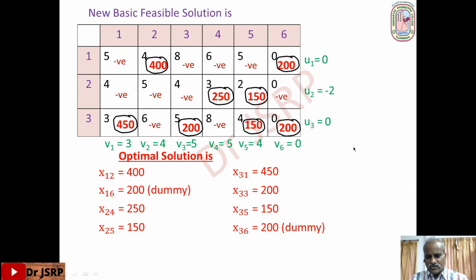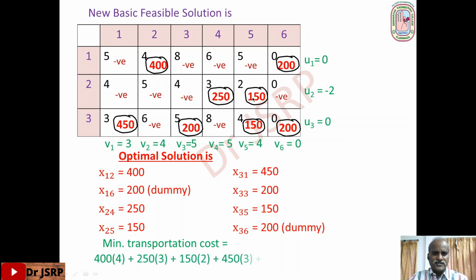Okay. Now what is the transportation cost? Minimum transportation cost equals the allocations multiplied with the corresponding unit transportation costs, summed up. So 400 into 4 plus 250 into 3 plus 150 into 2 plus 450 into 3 plus 200 into 5 plus 150 into 4. You need not consider the two dummy cells, since the unit transportation cost is 0. So this is a total of 5,600. So this is the minimum transportation cost.